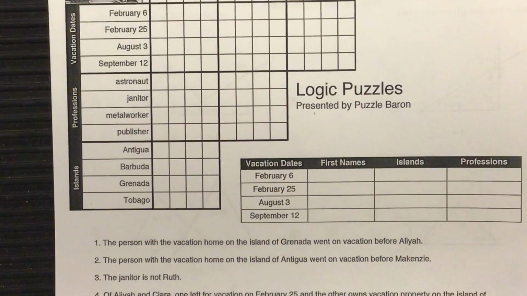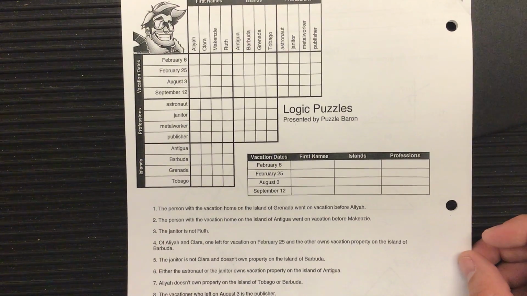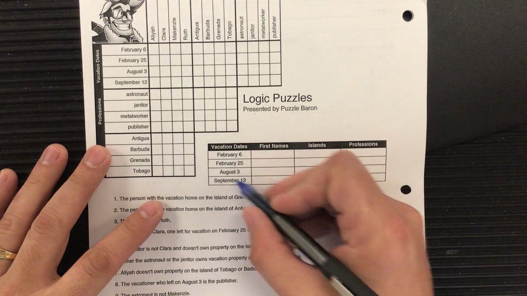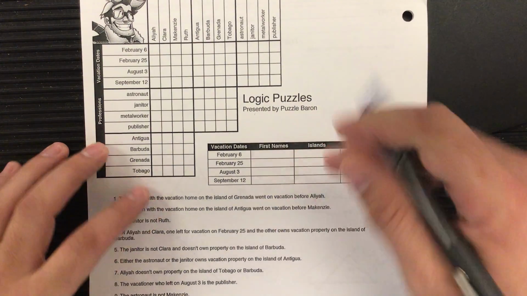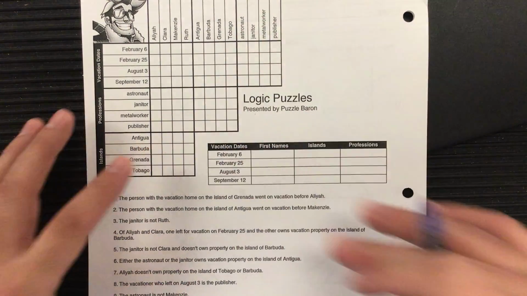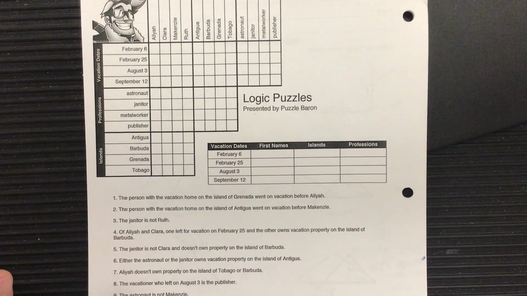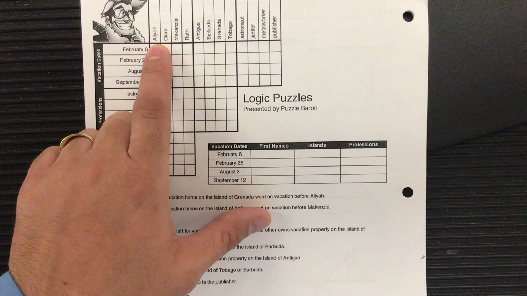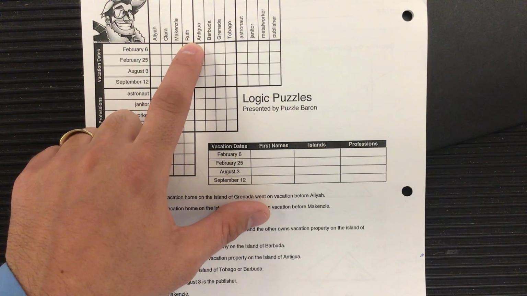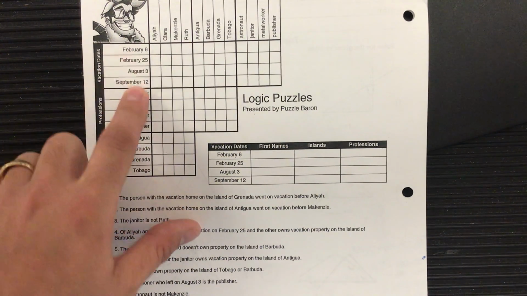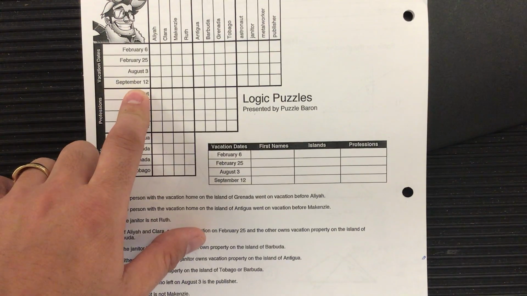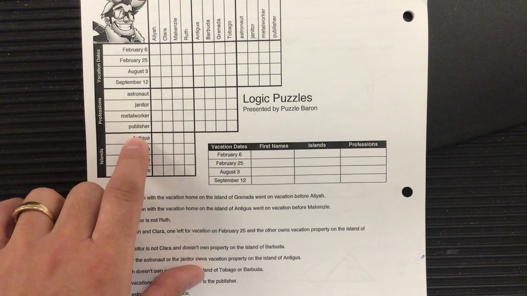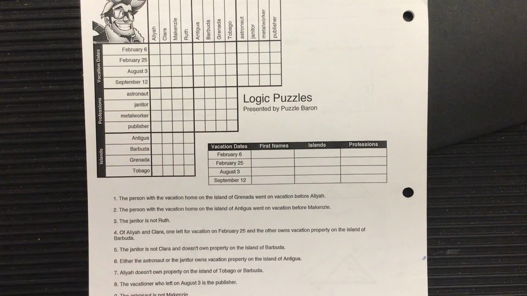All right, back page. This is the part I'm not excited for. This is an example of a logic problem. This is where your answer will go right in the middle here. This is what I'm going to check. This thing up here is to help you kind of figure out process of elimination. Okay, so you have 4 people: Aaliyah, Clara, Mackenzie, and Ruth. They all went on vacation one of these 4 days. They all have a certain job, and they all went to a certain island.